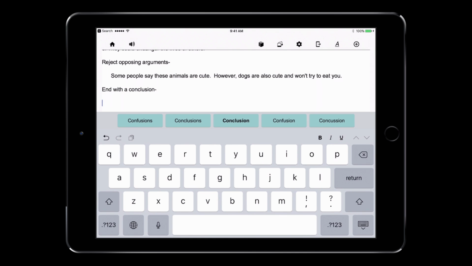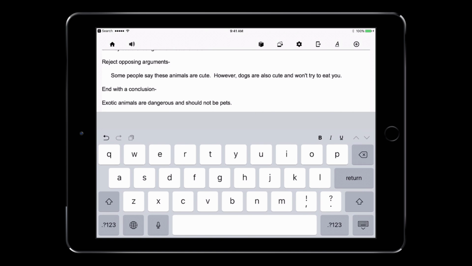Now, the final thing is to end with a conclusion. Depending on how advanced the students are, there are a couple of ways to handle this. They could end with a simple statement that restates the claim. Exotic animals are dangerous and should not be pets. However, as they advance through the writing process, some of the more advanced students might be encouraged to do something like have a call to action, where they tell the reader exactly what they should do next. So maybe it encourages people to encourage others not to own exotic animals, for instance.